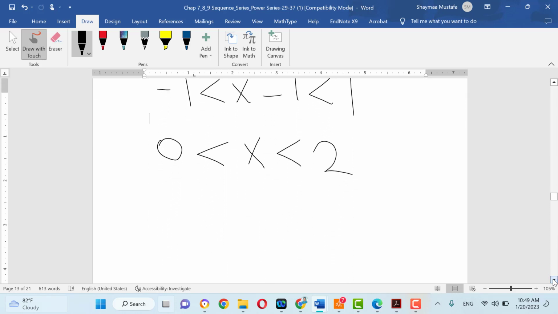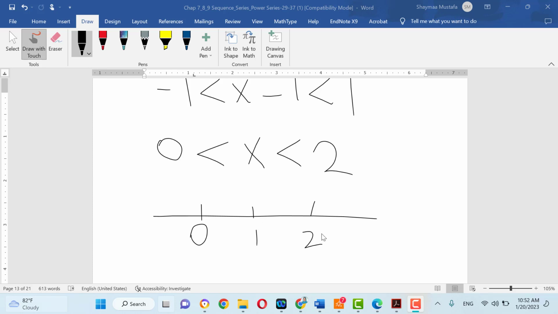So your interval now is from 0 until 2, centered at 1, because each power series has a center. If this center is equal to 0, like the previous three examples, we call it a Maclaurin series. If the center is not equal to 0, like in this example where the center is equal to 1, we call it a Taylor series. So the radius of the interval is 1, and our interval is from 0 to 2, centered at 1.